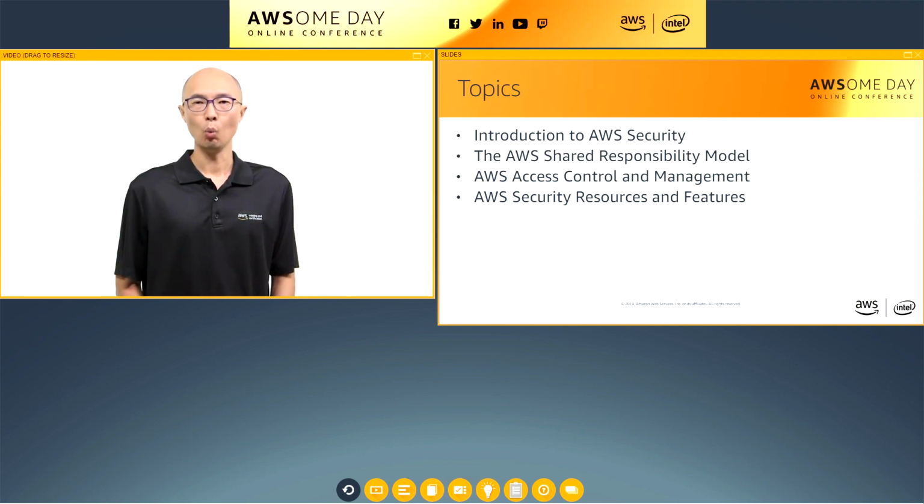Now that we have done a walkthrough of the AWS core services on the AWS platform, it is time to take a look at security. In this module, we will introduce AWS Security, explain what is the AWS Shared Responsibility Model, how to control and manage access to AWS services in your account, and some of the security resources and features available on the AWS platform.